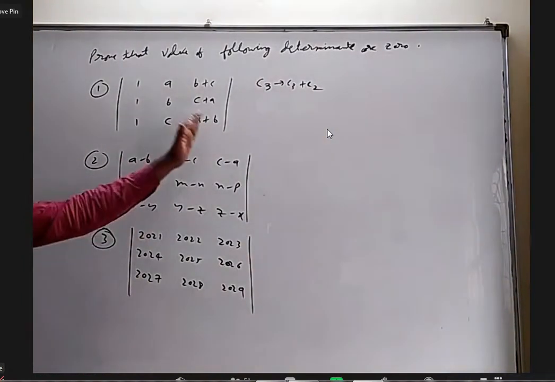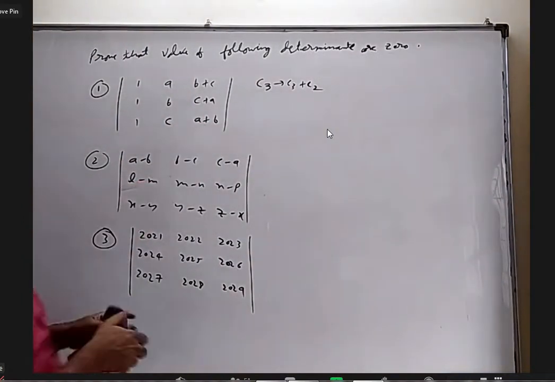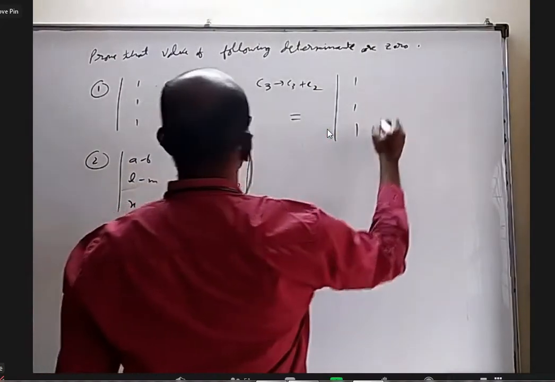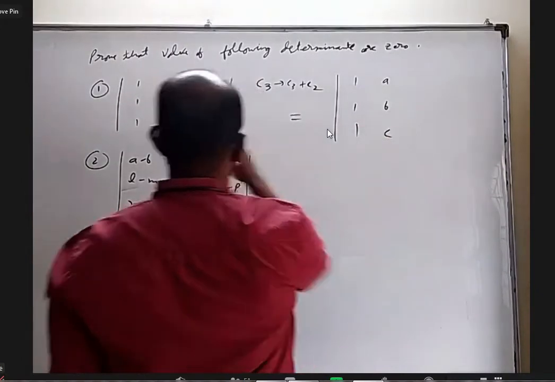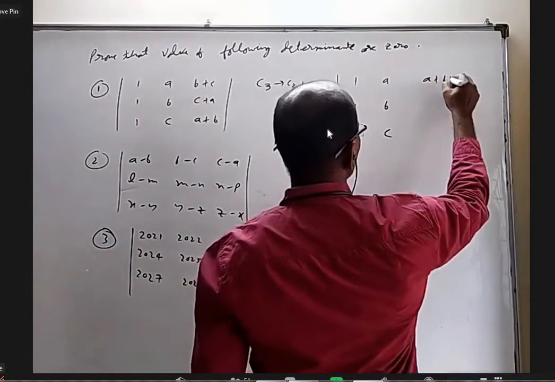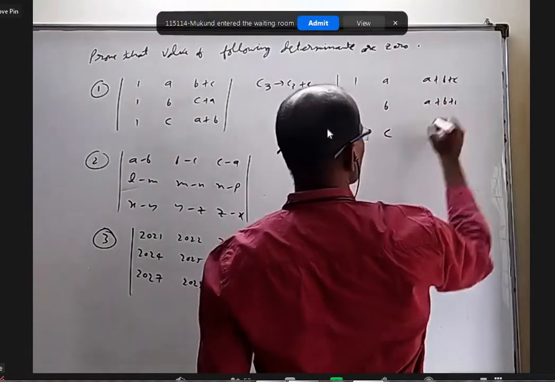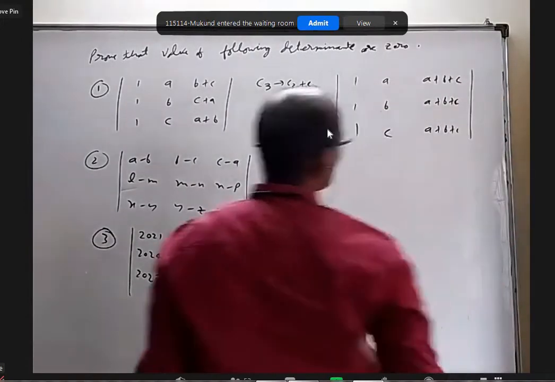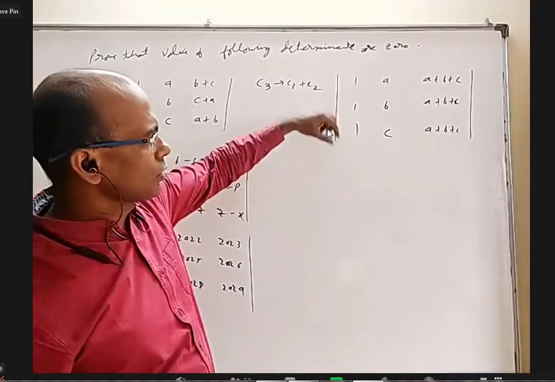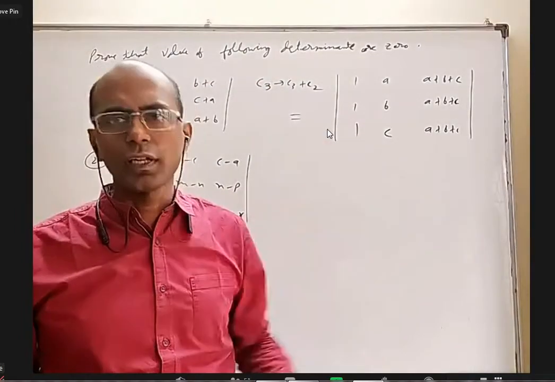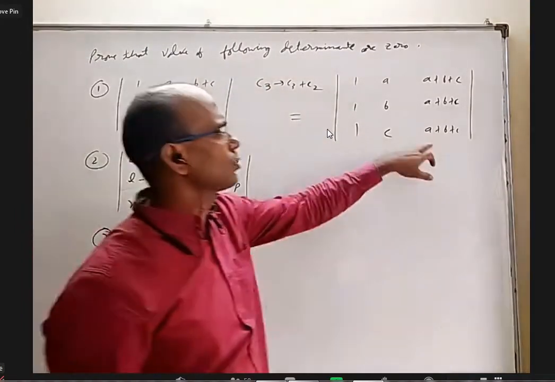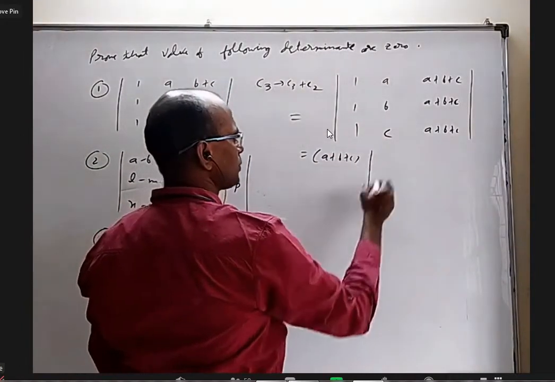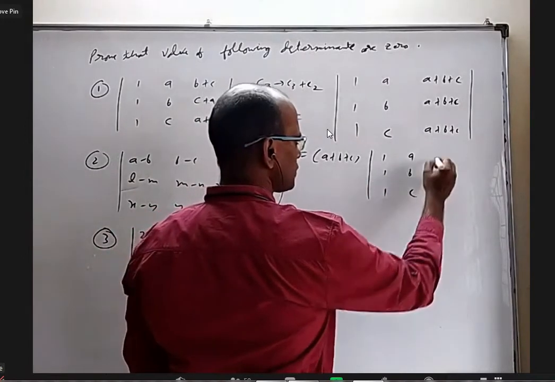Yes, sir. For the third column, I want to add the second column. After doing this operation, what will happen? 1, 1, 1; A, B, C. For this, if we add, I'll get A plus B plus C, again A plus B plus C, again A plus B plus C. Now, in a particular row or column, I can take 2 common, 3 common, 5 common, anything I can take common. So I'm going to take A plus B plus C common. When I take A plus B plus C common, I'll get 1, 1, 1; A, B, C; 1, 1, 1.